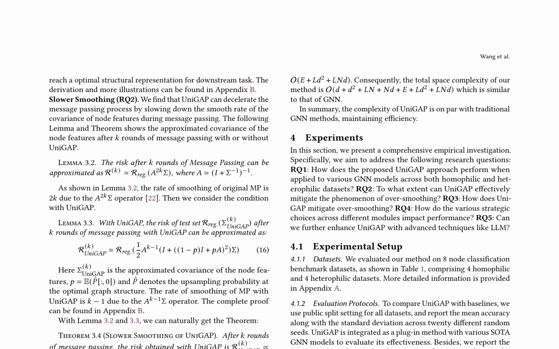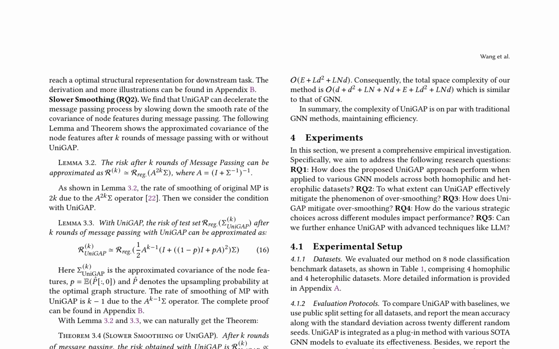Lemma 3.2 approximates the risk after k rounds of message passing in the original MP model as R_k approximately equals reg(A^{2k} Σ), where A equals I plus Σ^{1/2}. This reveals that the original MP model's smoothing rate is 2k due to the A^{2k} Σ operator.